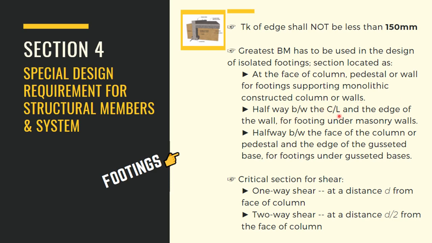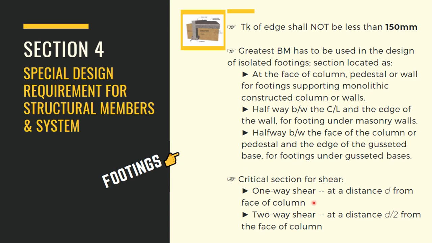Halfway between the center line and the edge of the wall for footing under masonry walls. First one is the monolithic, next one is the masonry walls, and next one is the gusseted bases. Halfway between the face of the column or pedestal and the edge of gusseted base for footings under gusseted bases. So these are the sections that have to be located to find the greatest bending moment for the design of isolated footings. So what is the critical section for shear?